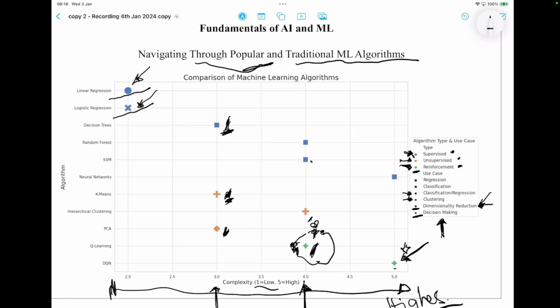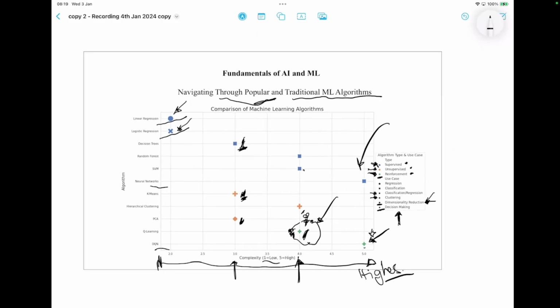On the most complicated models here, we have neural networks and DQN. But in my opinion, the future where we are going to see the most input would be Q-learning. Now, these are just the most popular and the traditional models. Now, let's look at all of the different models that exist.